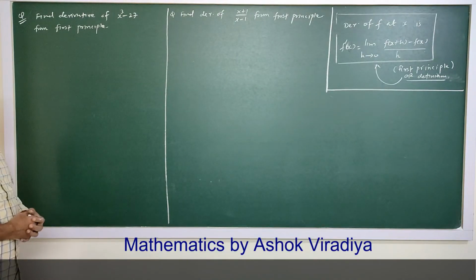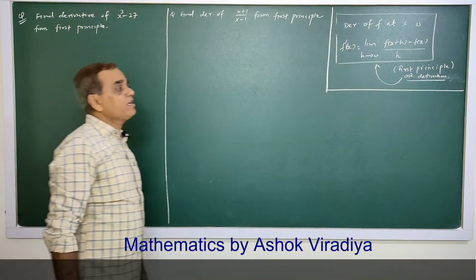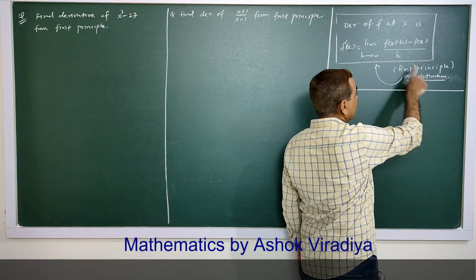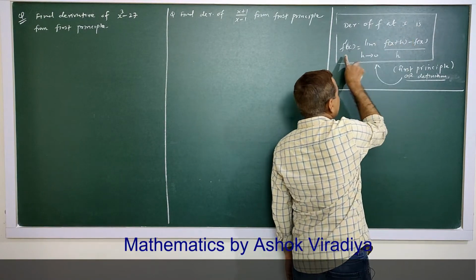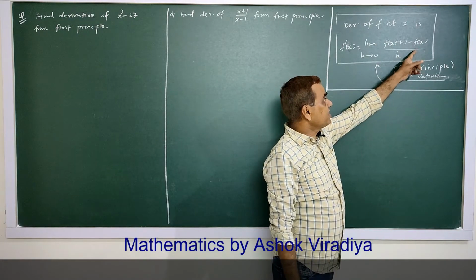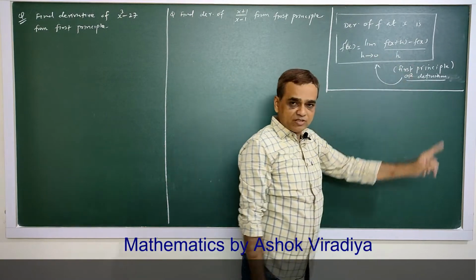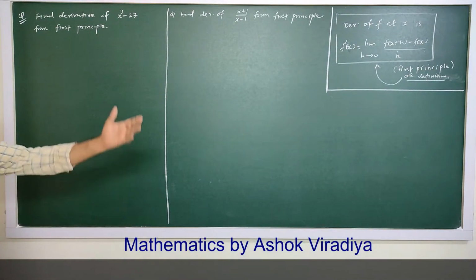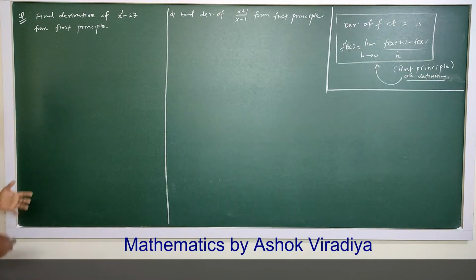Now find the derivative of this function from first principle. See, first principle means definition. Derivative of f at any number x is f dash x, which is limit of f of x plus h minus fx upon h, h tends to 0. This is first principle, meaning nothing but definition. So using this first principle, we are finding derivatives.